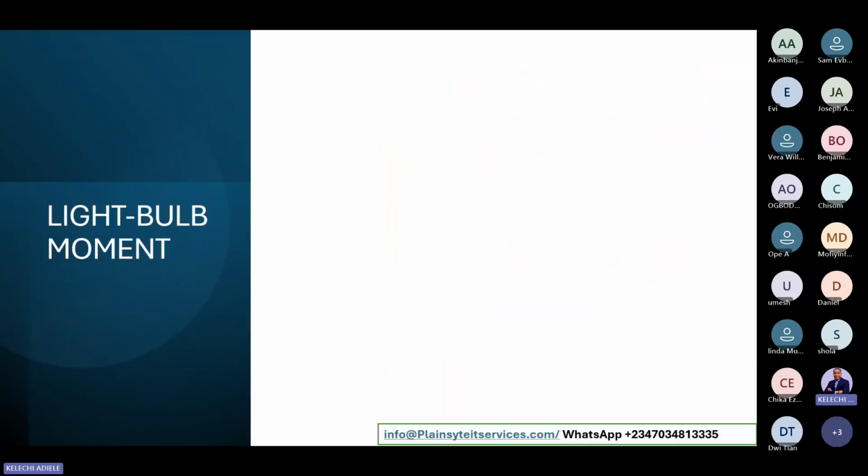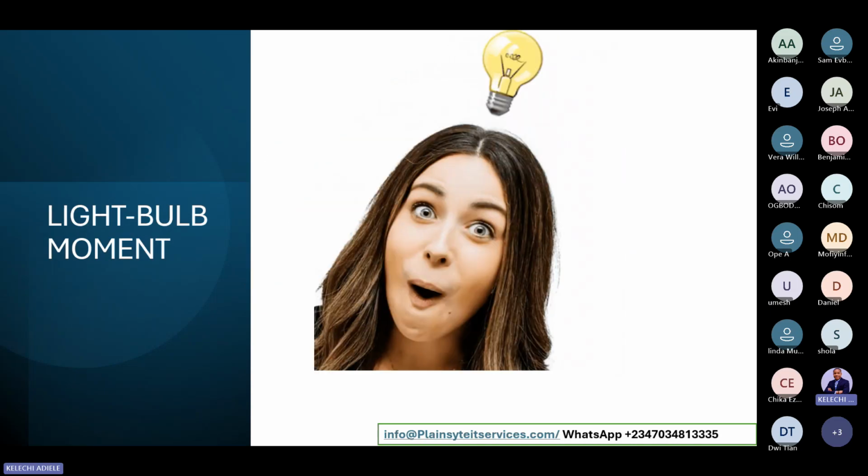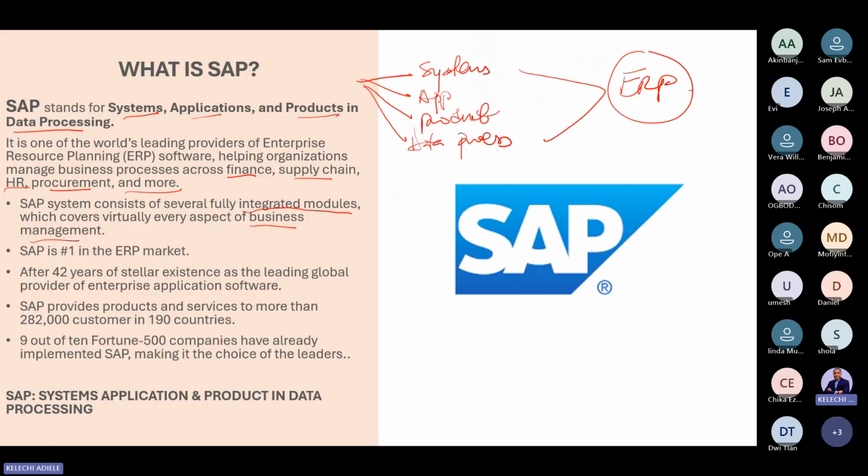All right. Now let's look at that bulb moment. But before then, let's break down SAP. From the definition, you can see what an ERP is. So number one, ERP is enterprise resource planning.